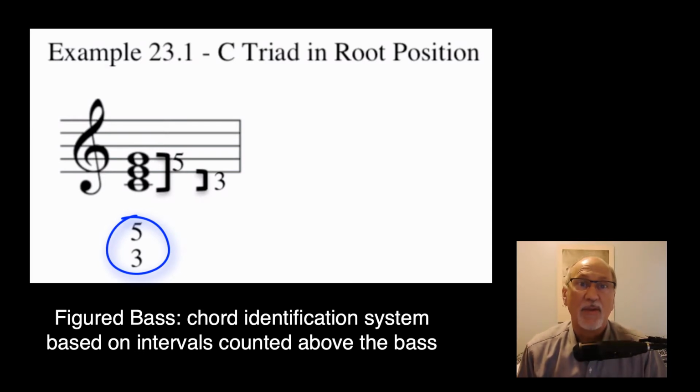In this example, we've got a C major triad in root position. If you count the intervals up from the lowest root tone C to the other chord tone, G, for example, and then to the chord tone E, we get the figured bass symbol designation, which is 5-3. So the designation for a root position triad is 5-3, just the basic intervals of those notes above the root tone.